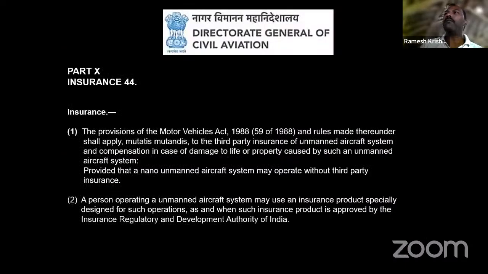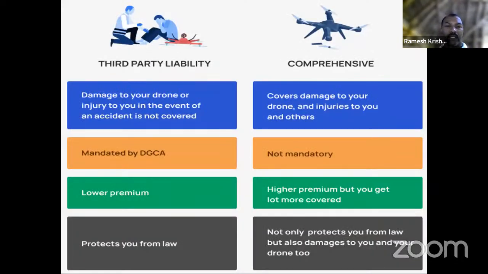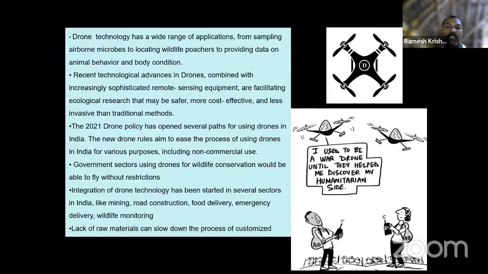And they also came up with insurance. Now third-party insurance has been incorporated in the drone policy, where for any incident that happens because of the drone, you can invoke the Motor Vehicle Act and have insurance done. It can be compensated. So third-party liability and comprehensive drone insurance have already been prescribed in this policy.